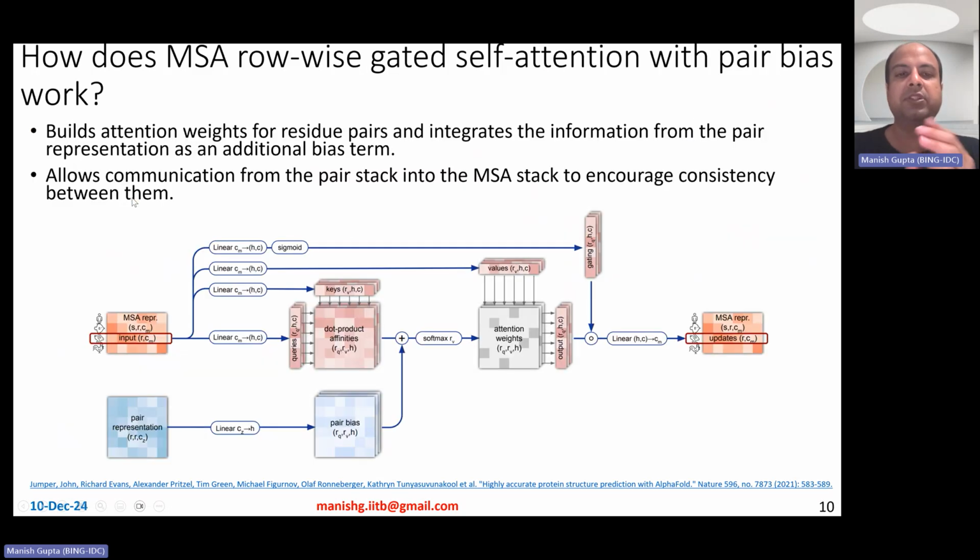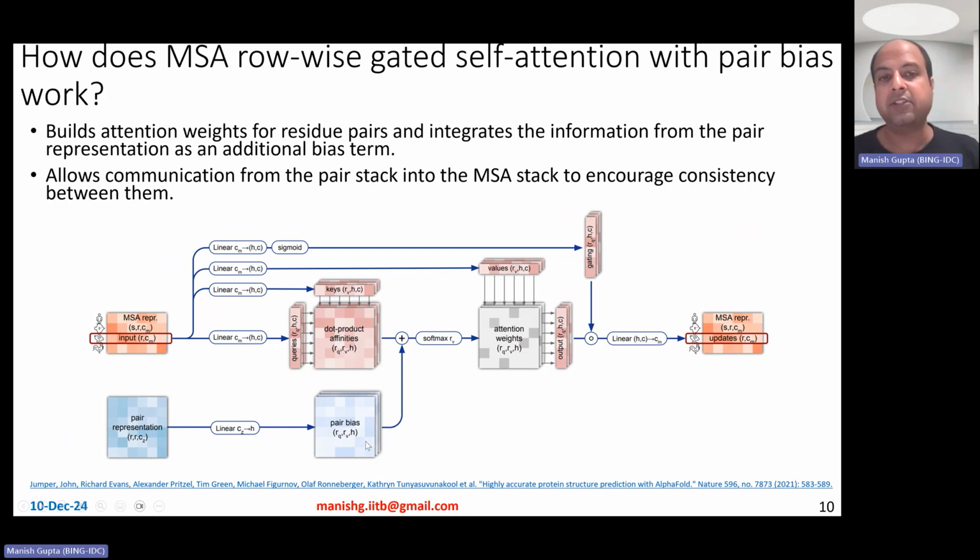Okay. So it takes both the inputs. And what does it do? Of course, remember, it's basically SRC, and we'll call it CM, just to say it's the depth of the MSA block, and CZ, the depth of the pair block. Now, of course, it's applied row by row because it says row-wise gated self-attention.